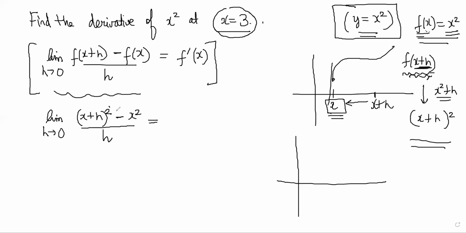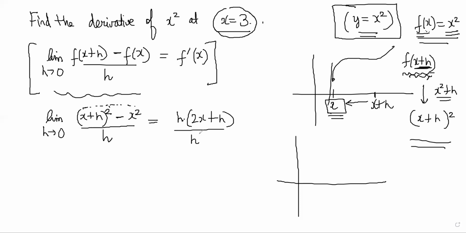So now find this out. How will you calculate this limit? You cannot put h equal to 0, right? It is in the denominator. So simplify it a little bit. You can factorize this part. So it will become x plus h minus x into x plus h plus x, divided by h, right?